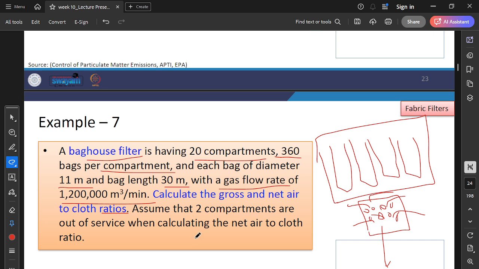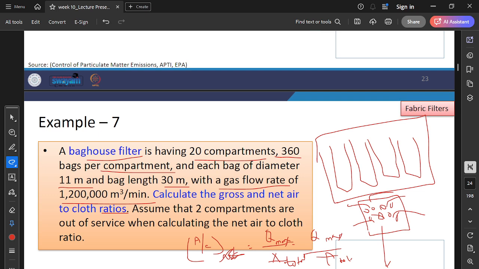So they are asking about A by C total, or A by C gross, and A by C net. What is the value of A by C? It is Q by A. If you put Q by A total, then you will get A by C gross. If you put Q by A net, then you will get A by C net.